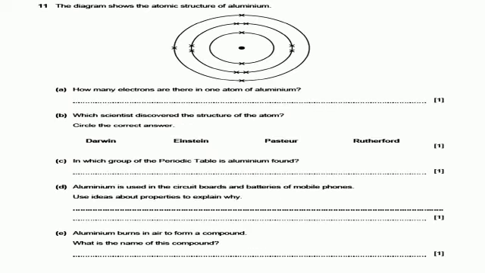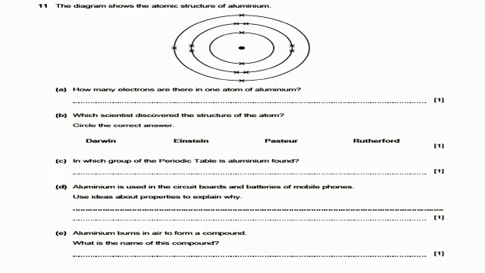Question 11. How many electrons are there in one atom of aluminium? 13. Question B. Which scientist discovered the structure of the atom? Rutherford. Question C. In which group of the periodic table is aluminium found?